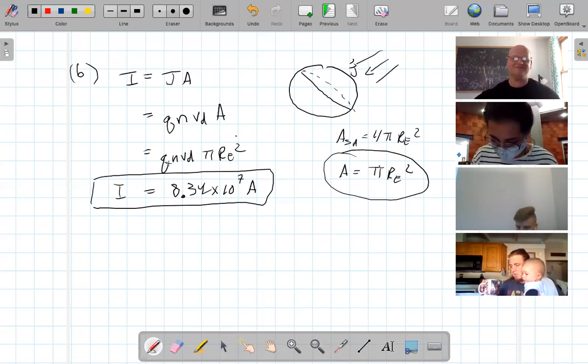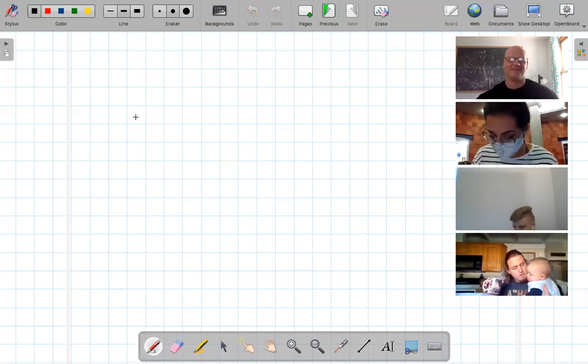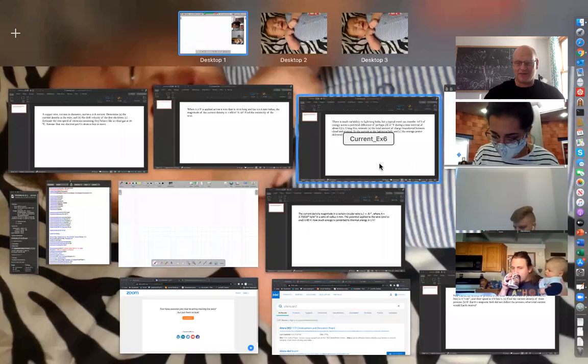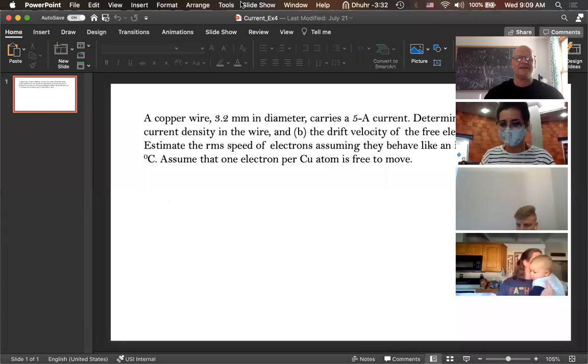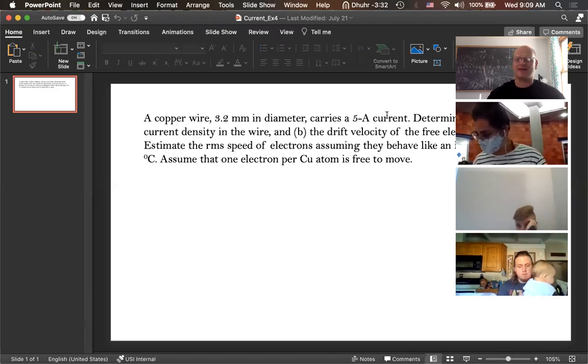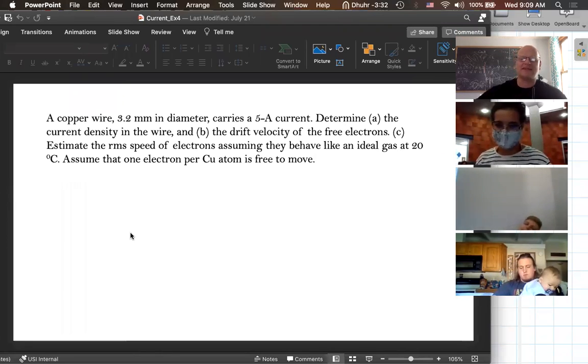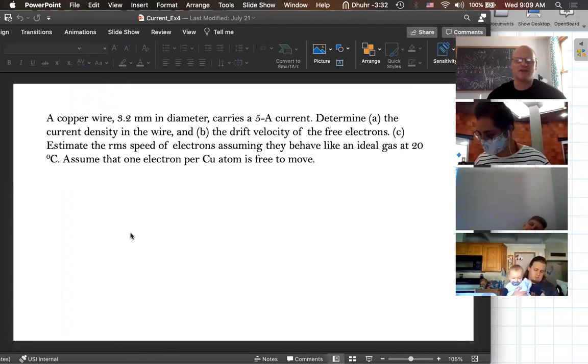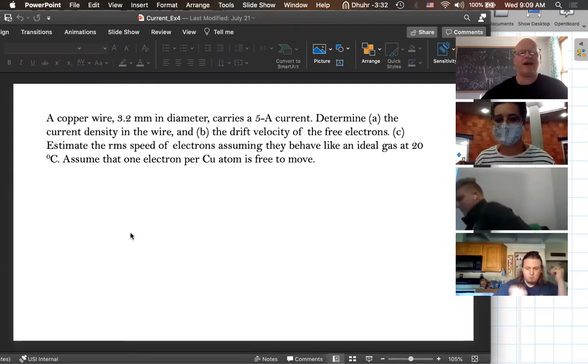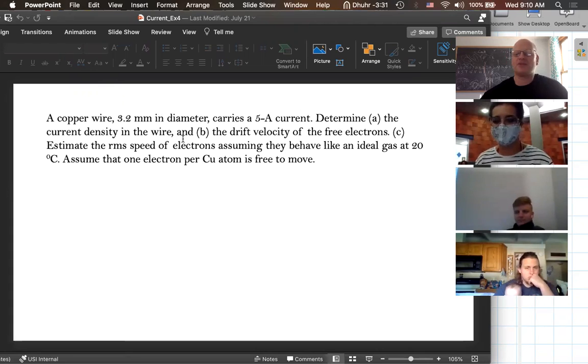All right, let's do another example. The next example, example number 4, says that we have a copper wire, which has a diameter of 3.2 millimeters and carries a current of 5 amps. We want to determine the current density in the wire, the drift velocity of the free electrons moving inside of the wire, and then part C finally estimates the RMS speed of the electrons, assuming that they behave like an ideal gas at 20 degrees Celsius.